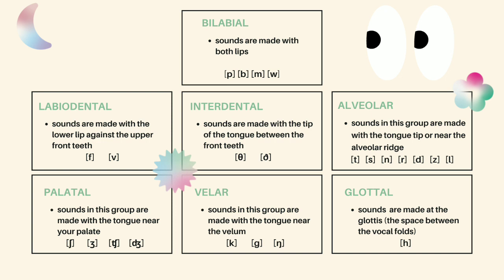And lastly, in the place of articulation is the glottal. These are sounds that are made at the glottis, the space between the vocal folds. We have here h, as in high and Bahamas.